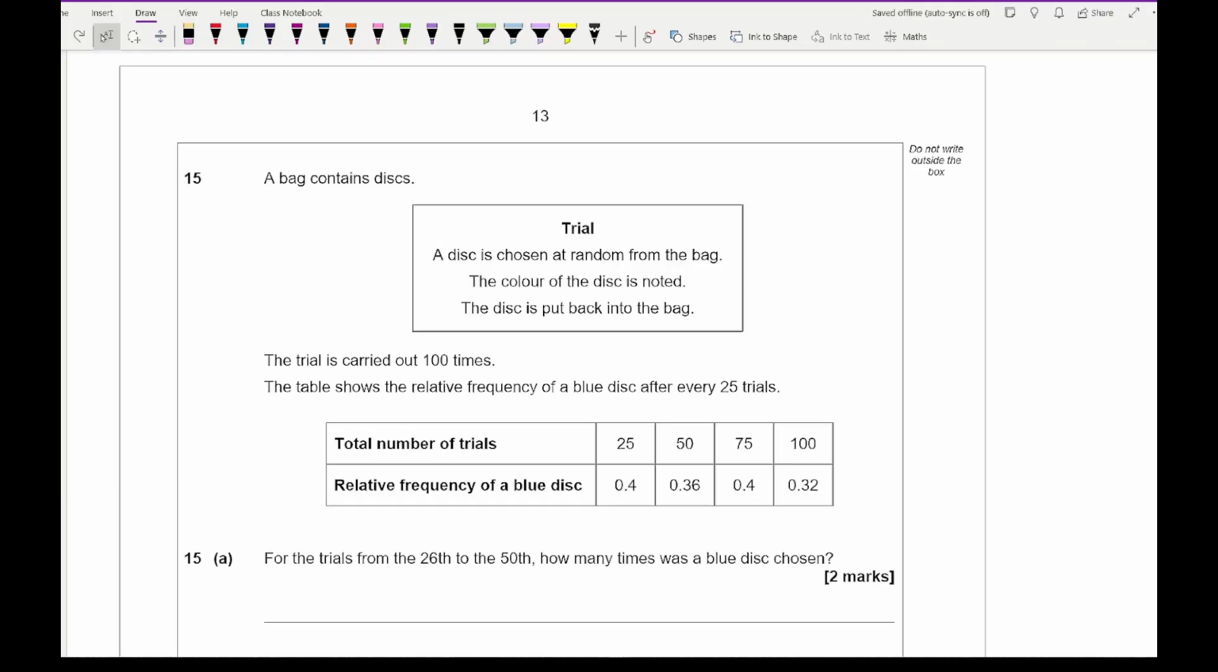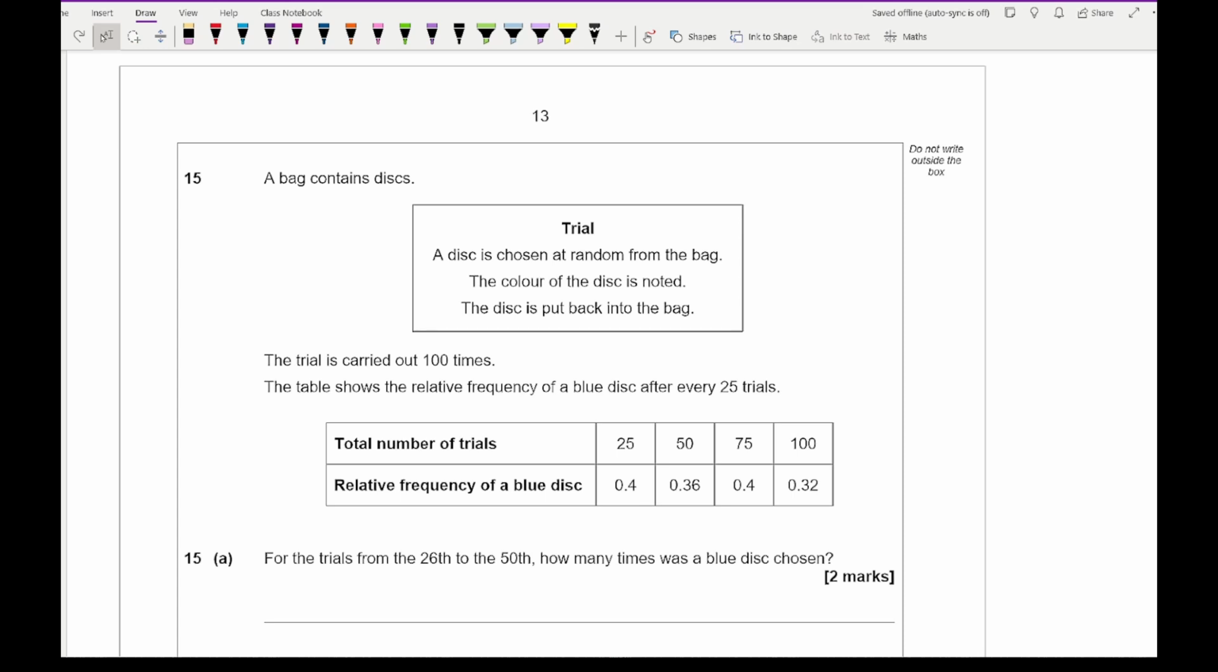Now moving on to question 15, it says the bag contains discs, and of the trial, a disc is chosen at random from the bag, the colour of the disc is noted, and the disc is put back into the bag. The trial is carried out 100 times. The table shows the relative frequency of a blue disc after every 25 trials. And question 15a says for the trials from the 26th to the 50th, how many times was a blue disc chosen?